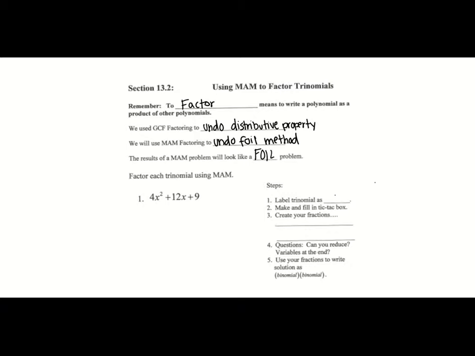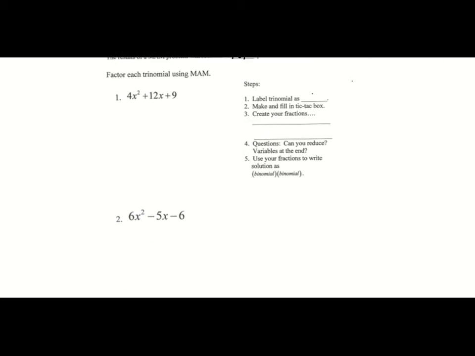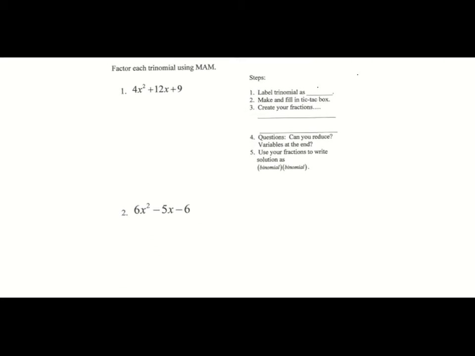Remember, a FOIL problem looks like something like if you had x plus 2 times x minus 4. That is a FOIL problem where you did first, outside, inside, last to get it all into one trinomial. Now we're doing the same thing backwards. So let's look at number 1 and our steps of our MAM method.